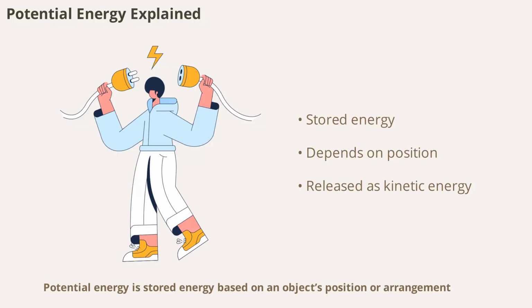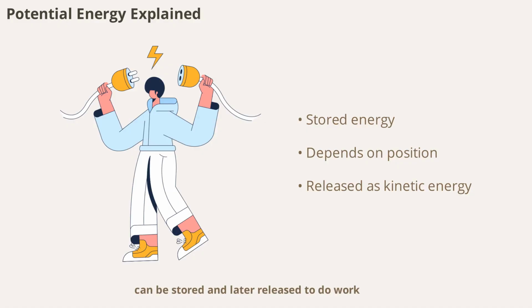Potential energy is stored energy based on an object's position or arrangement. The most common example is gravitational potential energy, like a ball held at a height. When released, this stored energy converts to kinetic energy as the ball falls. Potential energy can also be found in stretched springs or compressed objects. It's a key concept for understanding how energy can be stored and later released to do work.